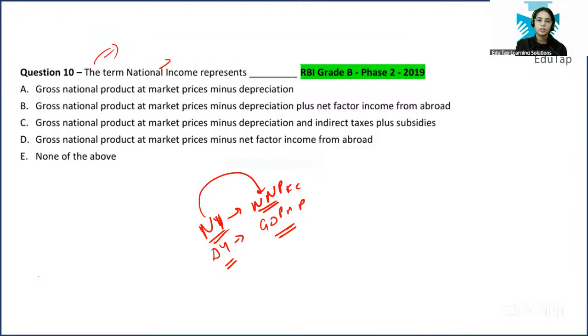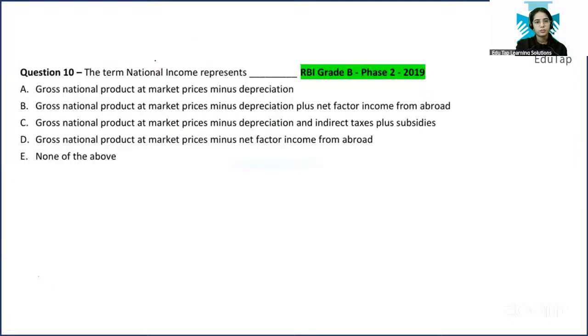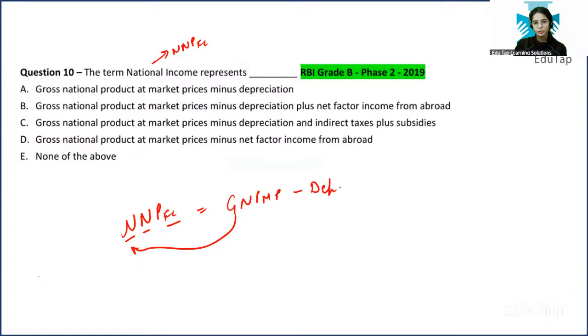The term national income, that is your NNP at FC, represents what? So we have to calculate NNP at FC, net national product at factor cost, through GNP at market price. So gross to net, what do we have to do? Tell me from gross to net. Minus depreciation. National is same. Market price to factor cost, deduct the indirect taxes, right? From market price to factor cost, we have to deduct the indirect taxes, add the subsidies.